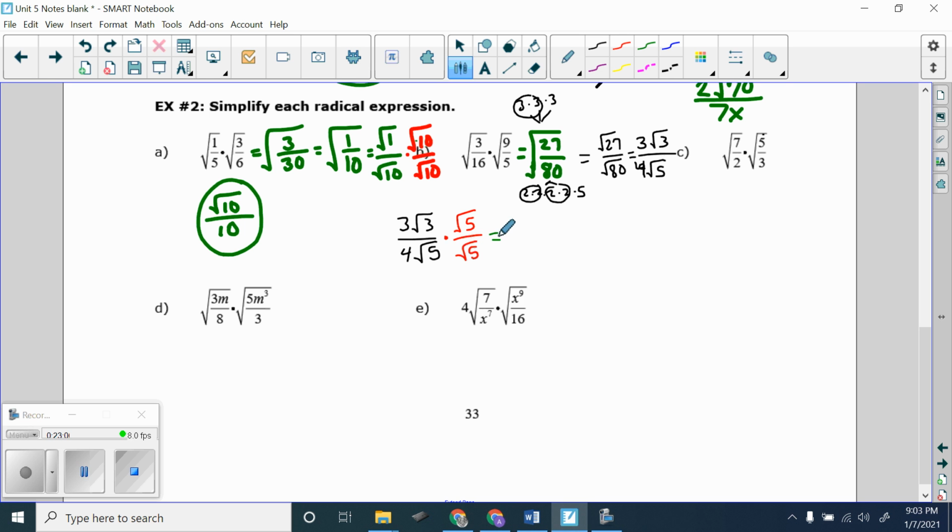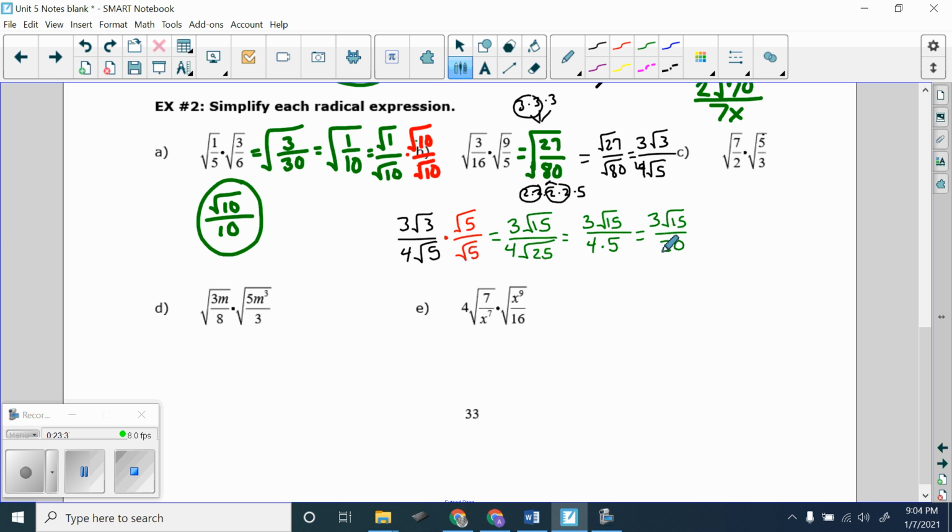So I have on the top, the 3 is on the outside. The radical 3 and the radical 5 become radical 15. On the bottom, the 4 is on the outside. Square root of 5 times square root of 5 is square root of 25. So the denominator becomes 4 times square root of 25, which is 5. So your final answer is 3 radical 15 over 20.